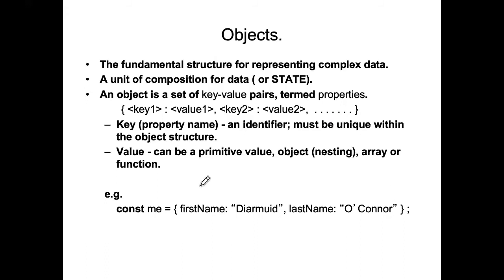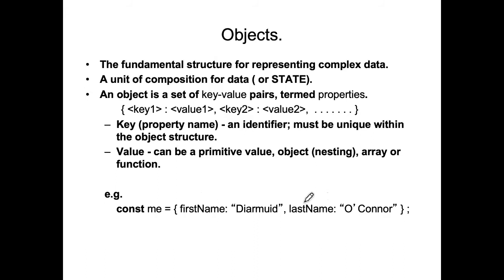An object is made up of what are called key value pairs. So first name is a key. Dermot is the value for that key. Last name is another key, and O'Connor is the value for that key. So an object is a collection of key value pairs. A key and a value combined is referred to as a property. So the me object here has two properties, the first name property and the last name property. So that's the terminology that we use in relation to objects: keys, values, properties.